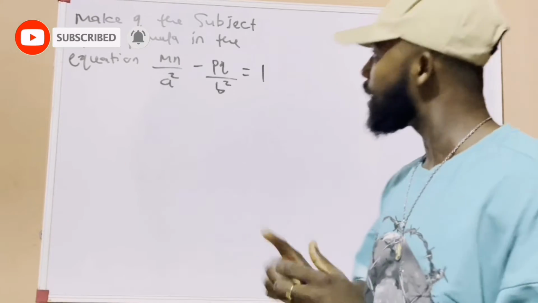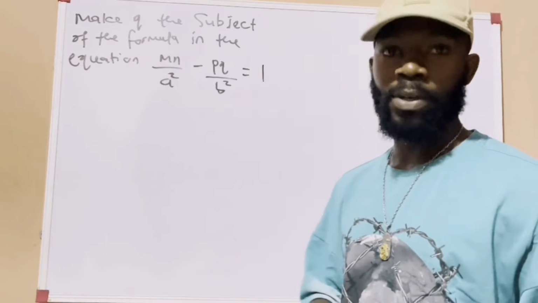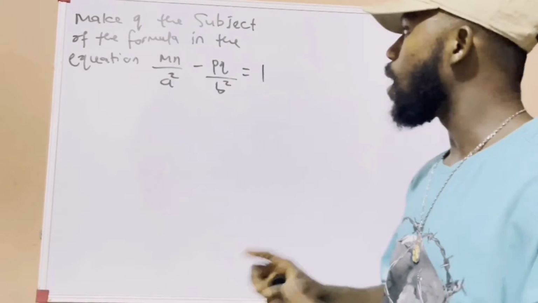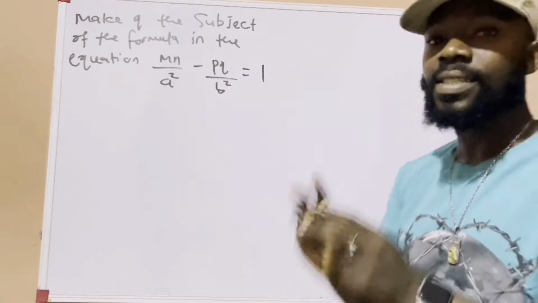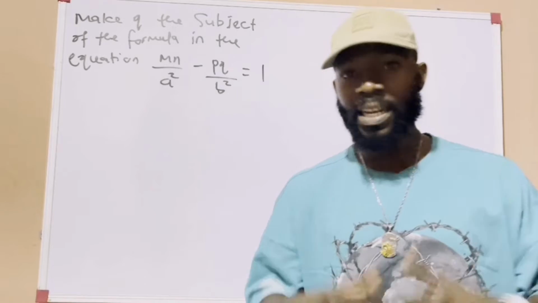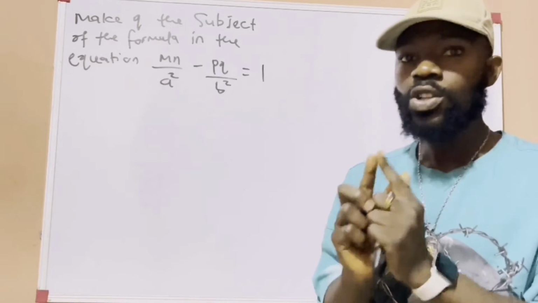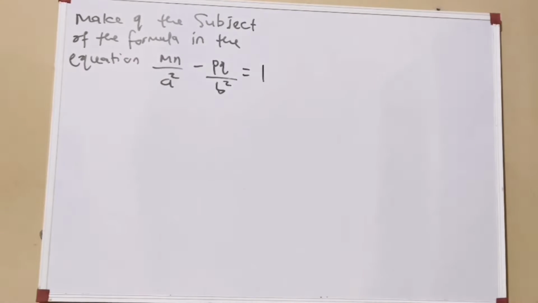Today we have a question on the board, which says, make Q the subject of the formula in the equation mn over a squared minus pq over b squared equal to 1. Now, we shall be solving this problem, and we shall see how we can make Q stand alone. Because when you are told to make Q the subject of the formula, it means they want you to make Q stand alone. Now, how do we go about this?